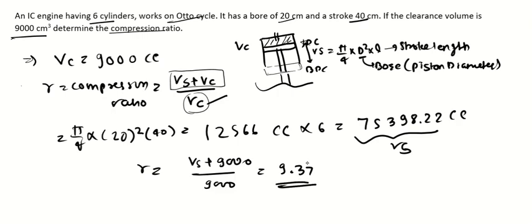As you can see, you can calculate it using the VS and VC. In this question, the main thing was calculating the VS and knowing the formula of compression ratio in terms of VS and VC, which is the swept volume and the clearance volume. So this is how you can solve this very simple question.